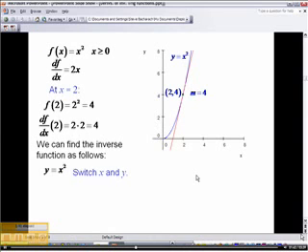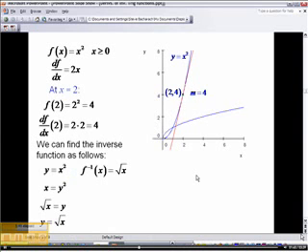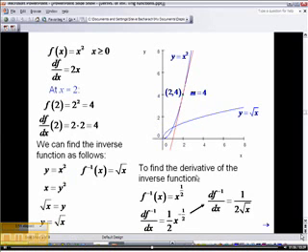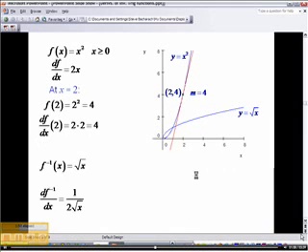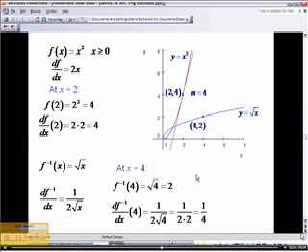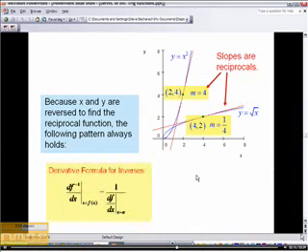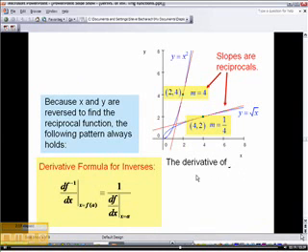Now we find the inverse by switching x and y. And so our inverse is rad x. And we go to the point, not 2 comma 4, we go to the point 4 comma 2. So you have to realize that you are switching x and y. And so the slope is 1 over 2 rad x, where now x is equal to 4. And so we end up getting a slope of 1/4, which of course is the reciprocal of 4. So there's the same idea. Slopes are reciprocals. So this is more a notation for what I was just talking about.